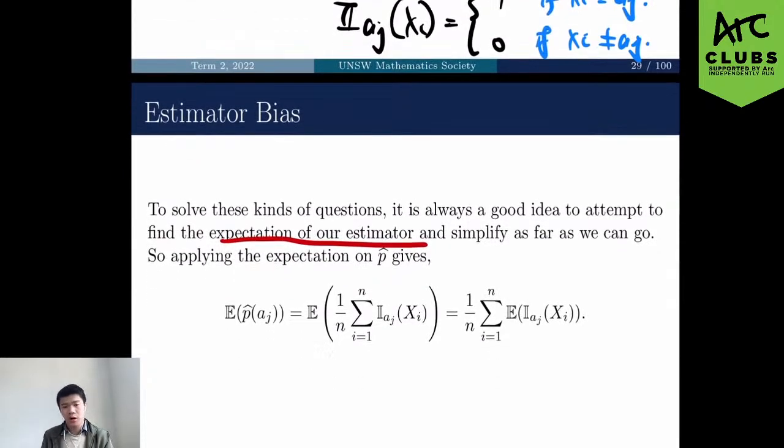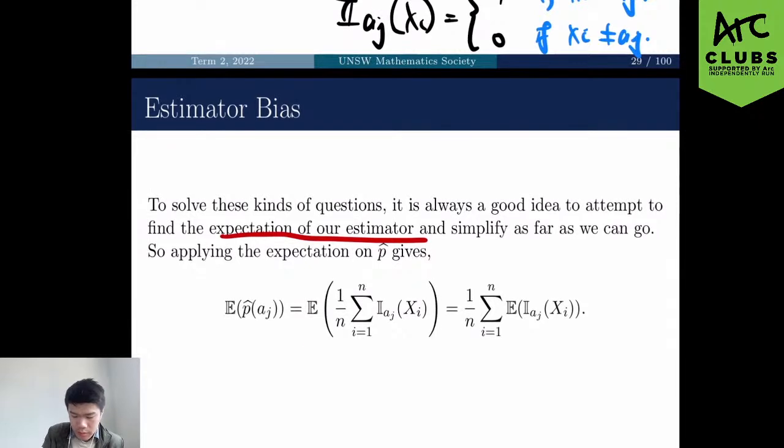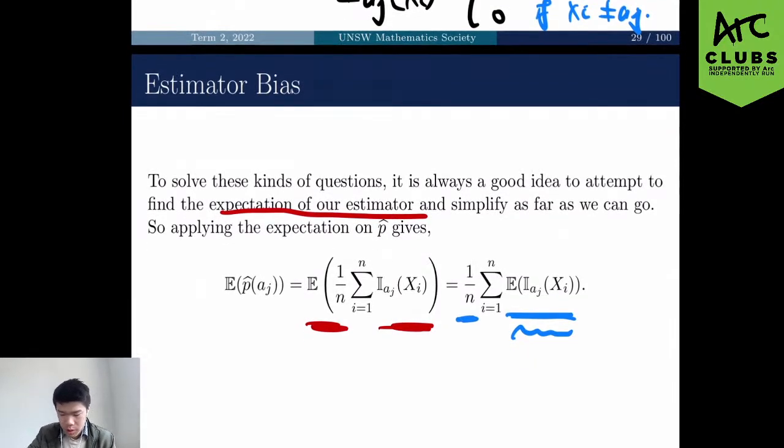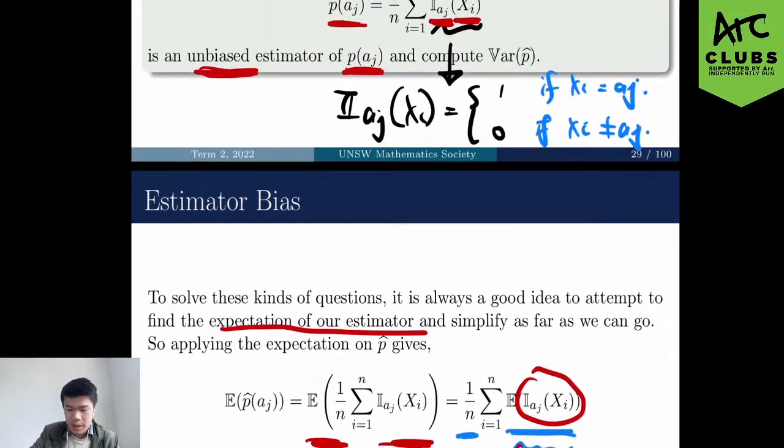So the expectation of p hat of aj is equal to the expectation of the sum. And the first step with these kinds of sums is always just to take the expectation inside. Basically now we get 1 on n times the sum of the expectations. And now we come down to a problem. So what is this? This thing, recall, I said it above, is equal to 1 if xi is equal to aj, and equal to 0 if not. Oh, I accidentally rubbed it out.